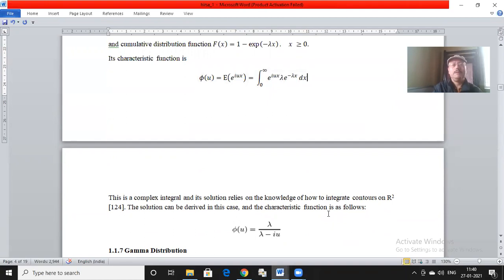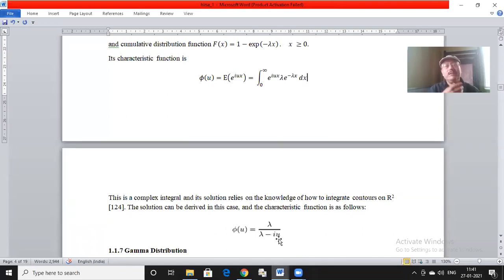So it will need a little bit of knowledge how to integrate this. So I will not get into that again. We are not going into much of theory, but this can be evaluated, and the expression will be actually quite simple. Phi u will be given by lambda minus iu.